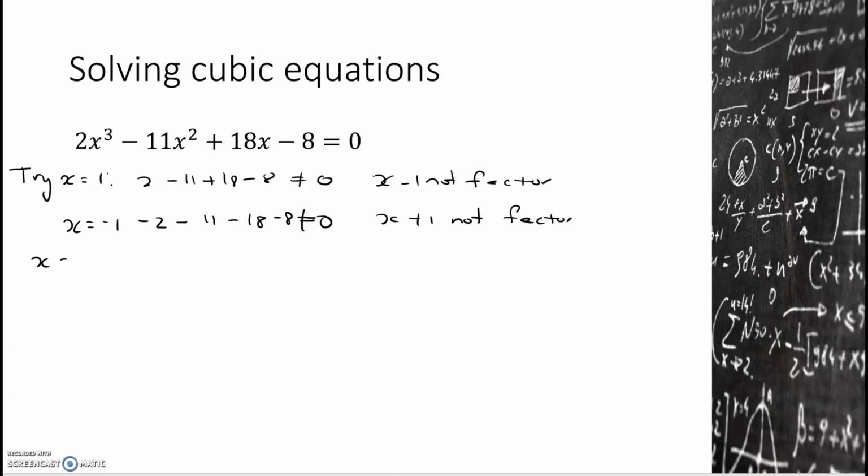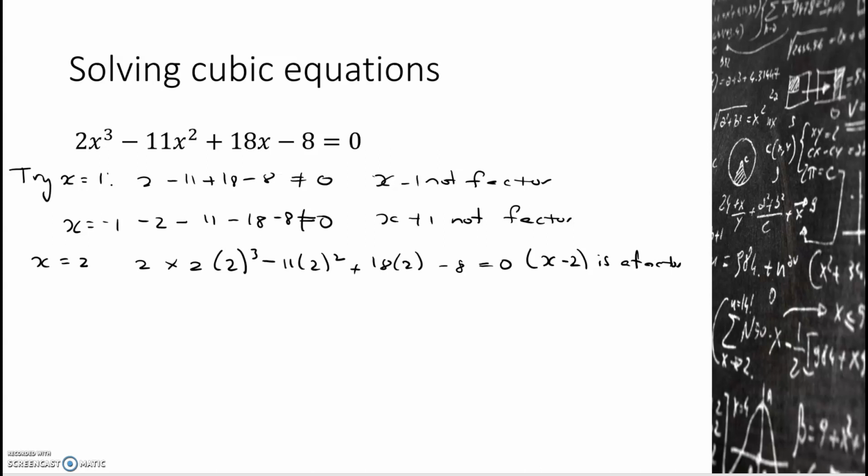What if we try x equals 2? Then 2 times 2 cubed minus 11 times 2 squared plus 18 times 2 minus 8. Yes, that equals 0. So x minus 2 is a factor. Now we need to find what it is that x minus 2 times what equals the cubic. And the only way we can do that is by long division. Okay, so we need to do x minus 2 into that.